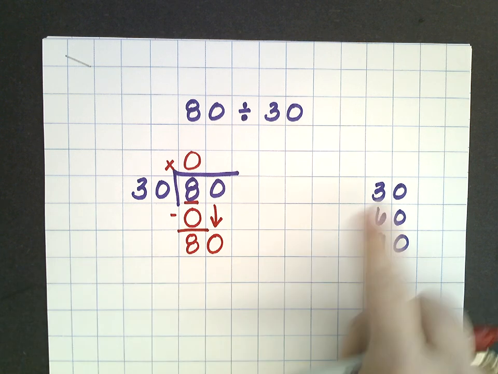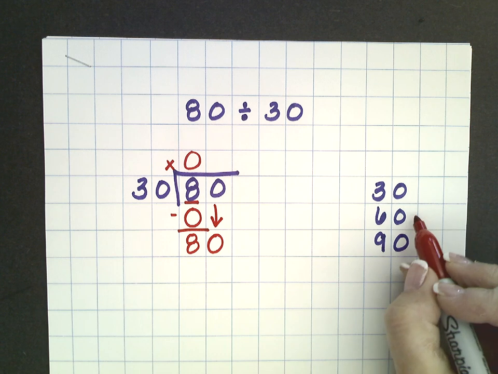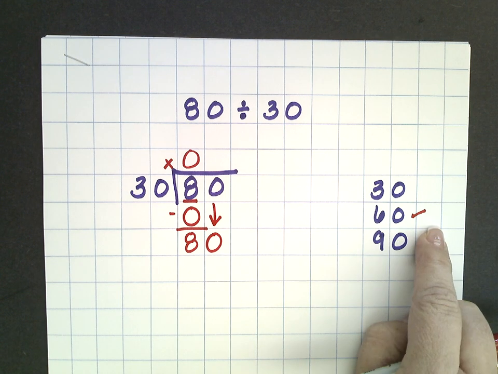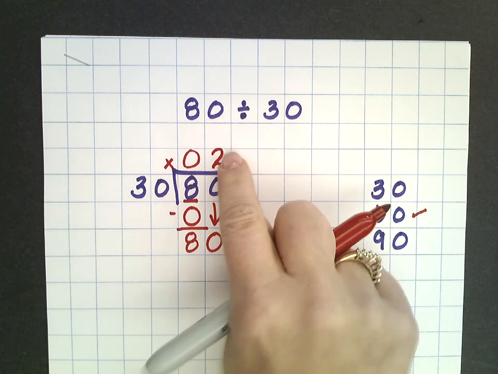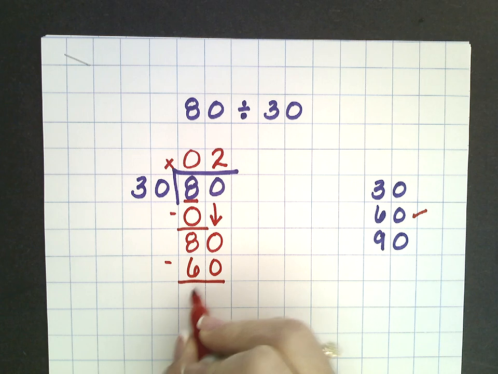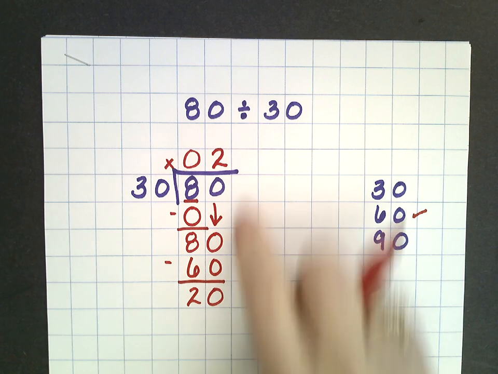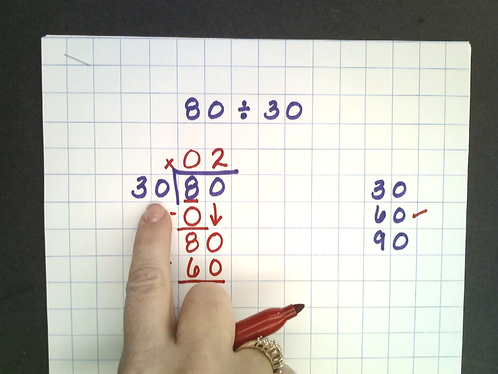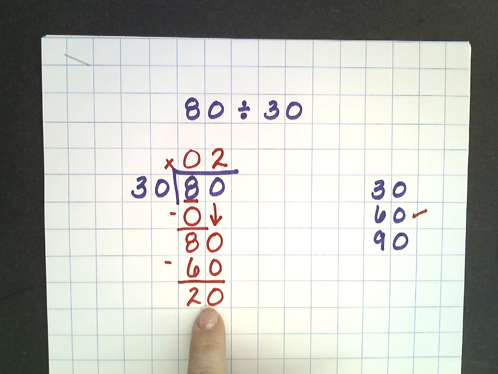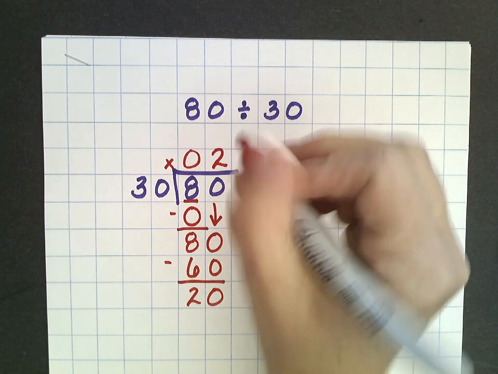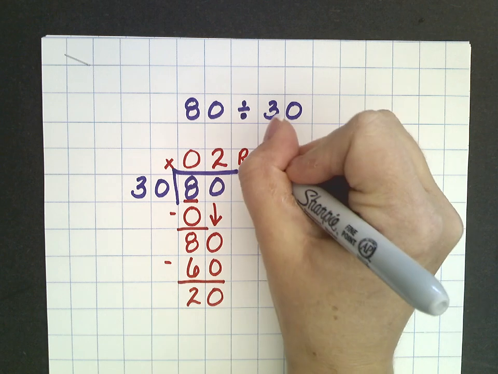So 30 into 80, I come over here. This looks like this is too big. This looks just right, which is times 2. So my 2 goes up. 2 times 30 is 60. I already know it's over there. Subtract. I have nothing more to bring down. I notice that my remainder or my leftover is 20, which is less than 30, because that's one of the requirements. The remainder cannot be more than your divisor. So it's 2 remainder 20.